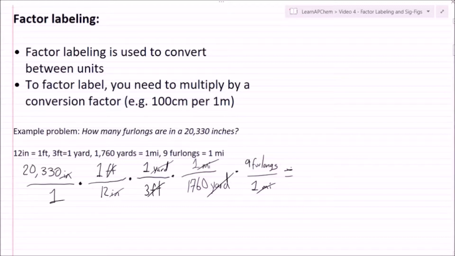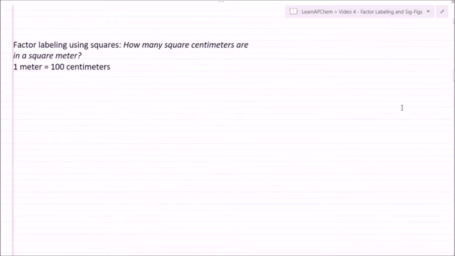So whatever this is going to yield us furlongs. If you're curious, this is 2.57 furlongs, just rounding that. So that's the basis of how to factor label.